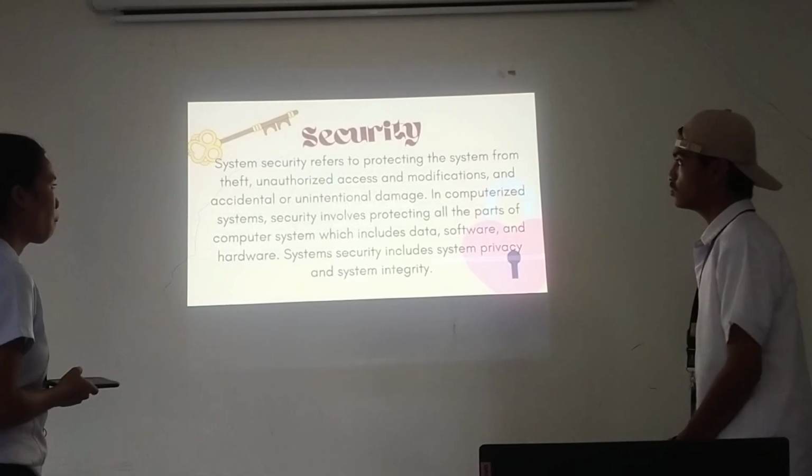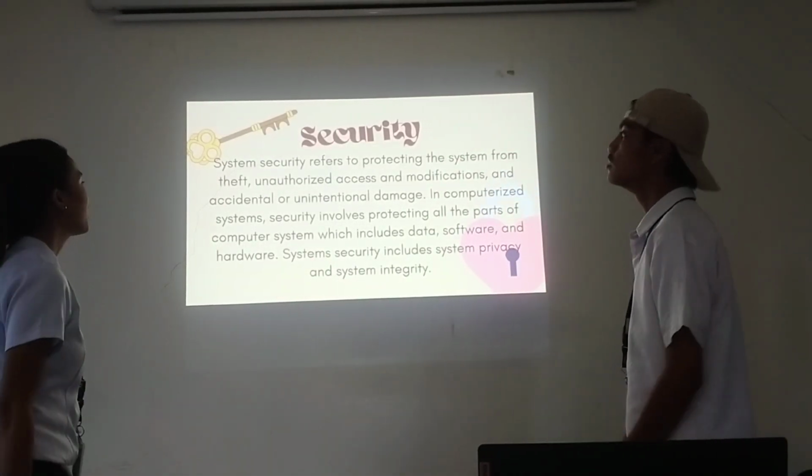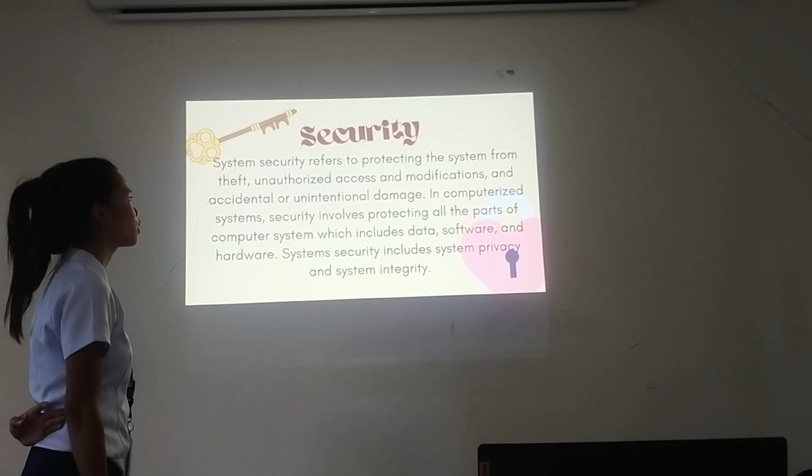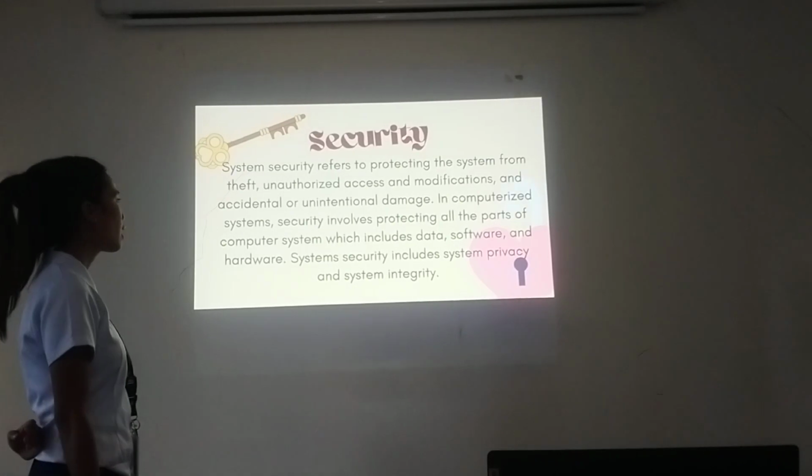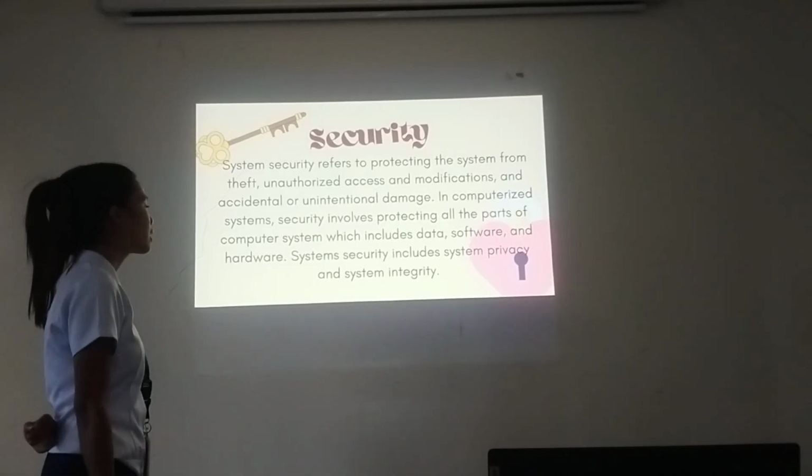Now we're going to go with security. System security refers to protecting the system from thieves, unauthorized access and modifications, and accidental or unintentional damage. In computerized systems, security involves protecting all the parts of computer systems, which includes data, software, and hardware. System security includes system privacy and system integrity. Of course, it's not only audit and storing, saving the data that we have. We also need to secure everything in our system.